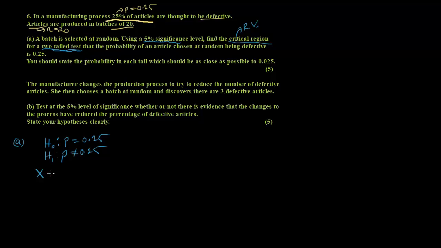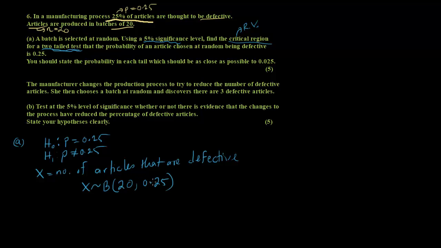Now let's define the distribution. The distribution is going to be the number of articles that are defective, and the distribution is going to be binomial with n is 20 and p is 0.25. Now the next thing we have to determine is the random variable, obviously the critical region that we have to find. So let the critical values be A and B.